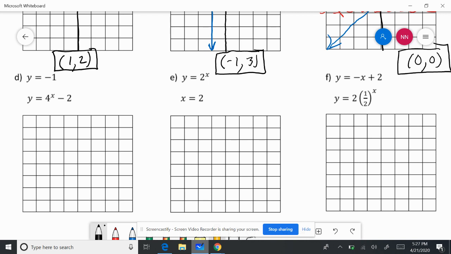We're going to continue graphing systems. Once again, what I like to do is make my x-axis and y-axis. I also like to start off with my linear equation first. In this case, y equals -1. On the y-axis, I'm going to go to -1, and I'm going to draw a horizontal line.